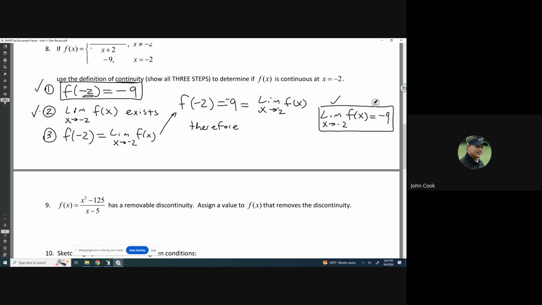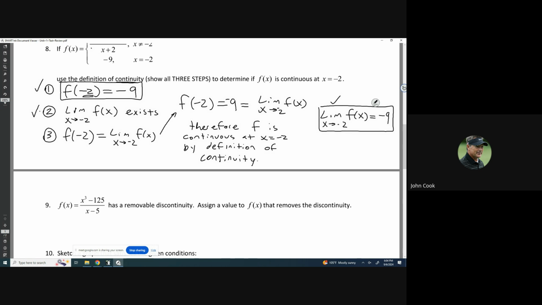Therefore, f is continuous at x equals negative 2 for this function. Okay, so therefore, and I guess I could say by the definition of continuity. It depends on how specific your teacher is about this, but you might not need that sentence on there. I don't know. I'd kind of ask them if I were you.